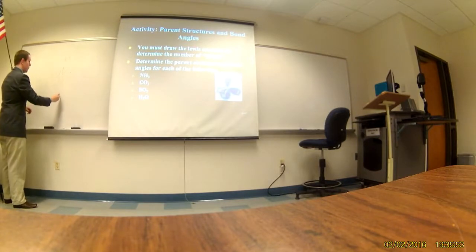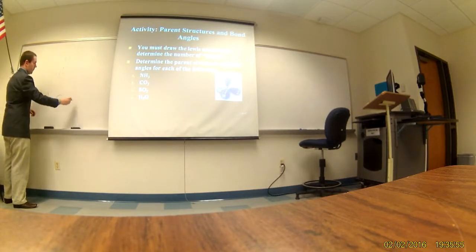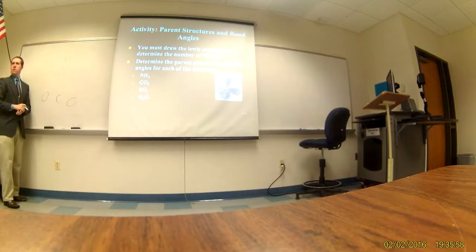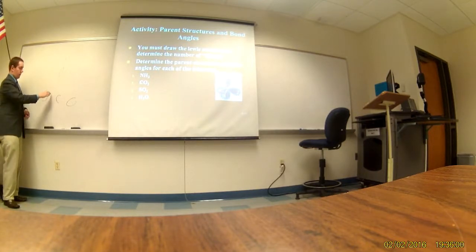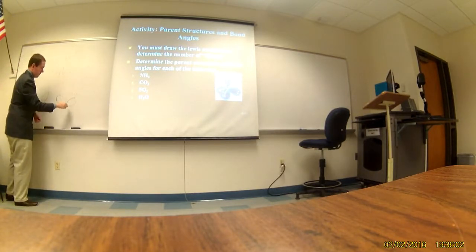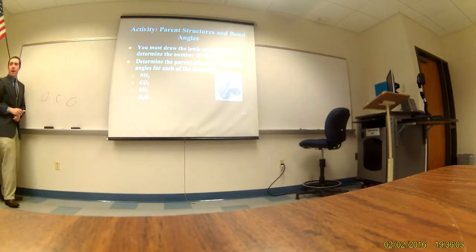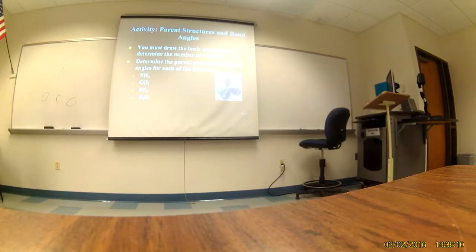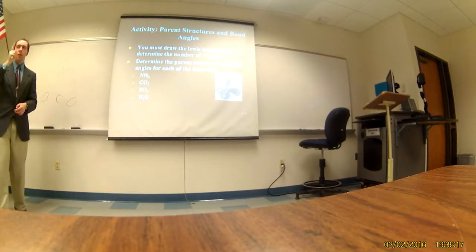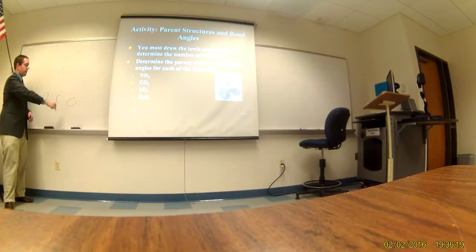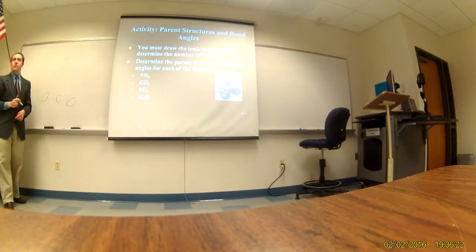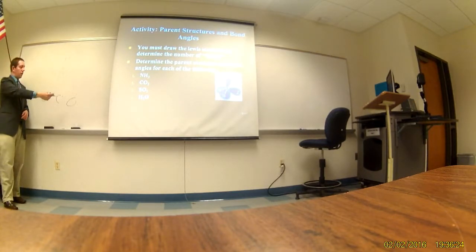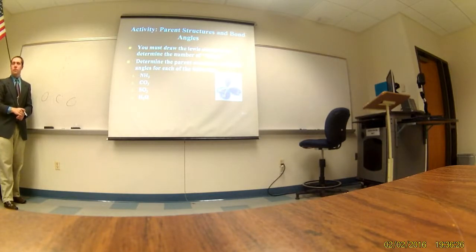We got CO2. We actually did CO2 before. Do you remember what the electrons look like? Here's that. How many things are on that center atom? 2. Double bonds still only count as one thing. Even if it's a triple bond, it's one thing. So there are 2 things. What is the parent structure? Linear. What are the bond angles? 180.